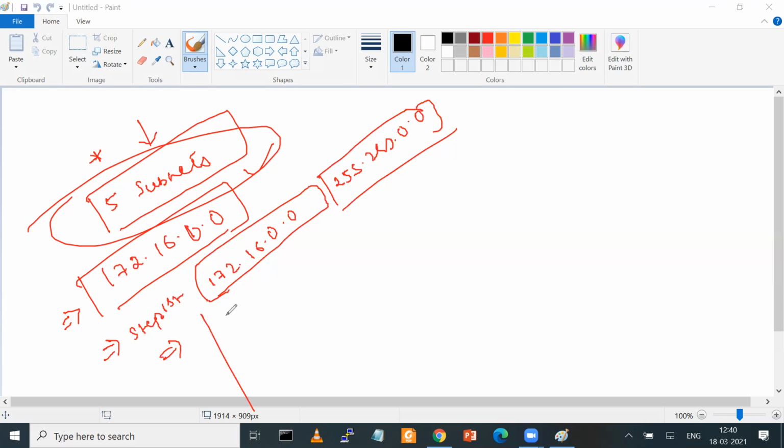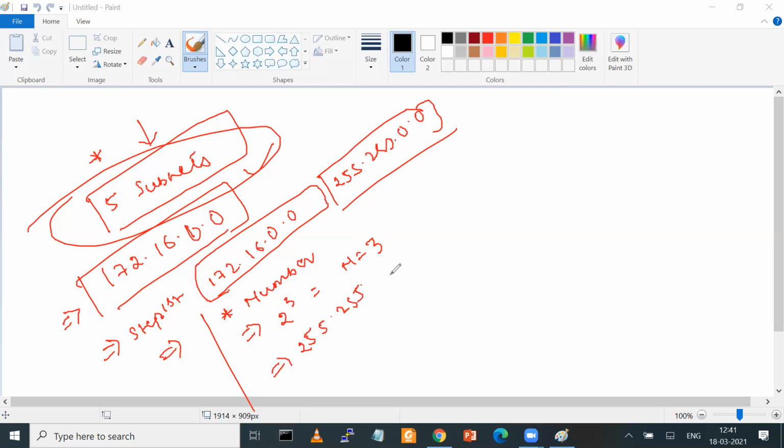And the number of subnets which we have to create is 5. So we just have to compare with 2 to the power n. 2 to the power 3, so n is equal to 3 we got here. And we just have to raise these bits in our subnet mask.